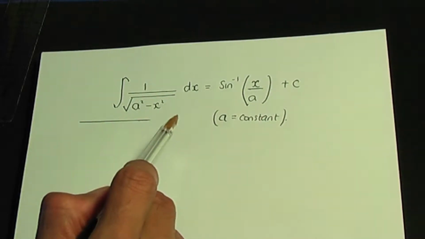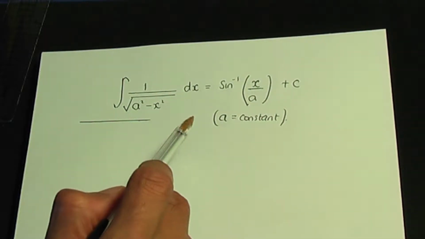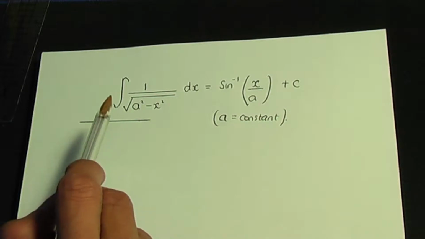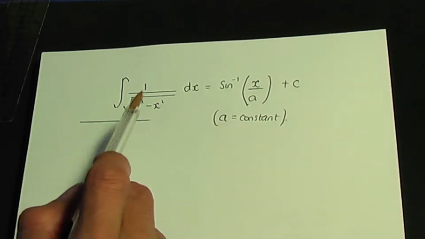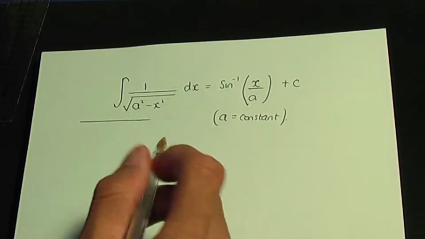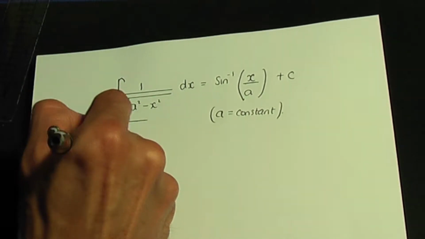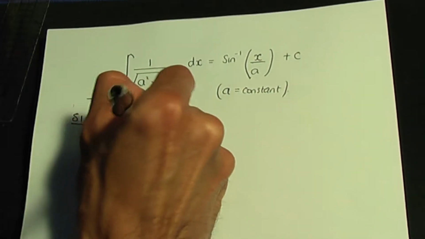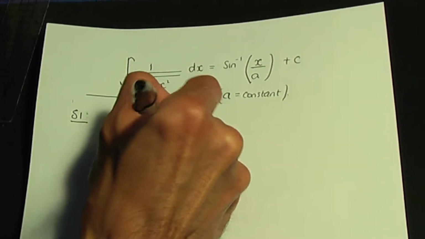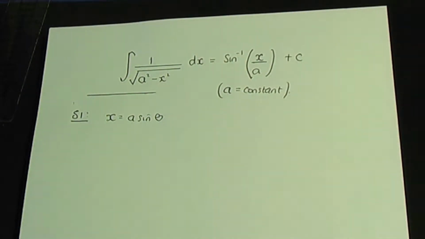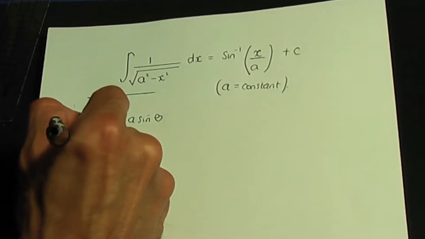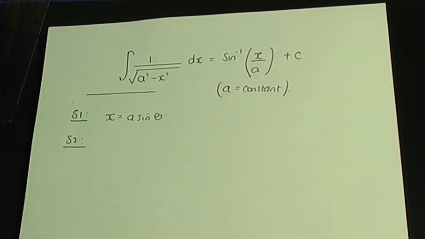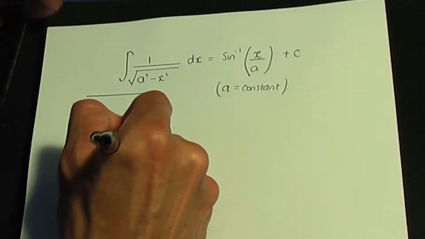So for the cos inverse result, x is a cos theta. For the tan inverse result, x is a tan theta. Okay, so we're going to use substitution here. In step 1, I'm going to take x is a sine theta. That is our substitution that we're going to use. That takes us to step 2 of substitution. Step 2 is to differentiate.